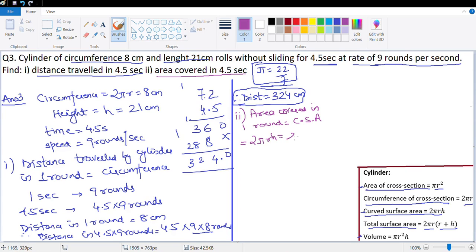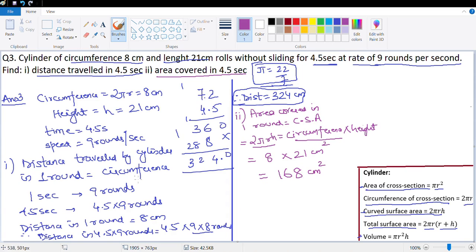which is 2 into 22 by 7 into r. Oh, why am I doing this? I don't need to calculate this because 2 pi r is already given, which means this is equal to circumference into height. I don't need to calculate 2 pi r separately. So 2 pi r is given equal to 8 and the height is 21 centimeter, which means this is equal to 8 into 21: 8 into 1 is 8, 8 into 2 is 16, so 168 centimeter square. So area covered in one round is this much.